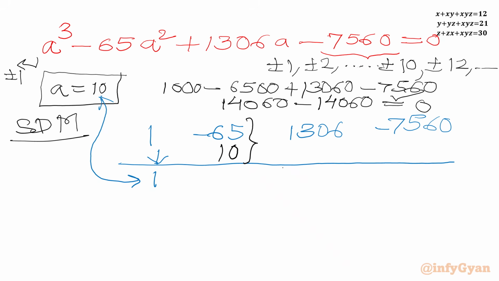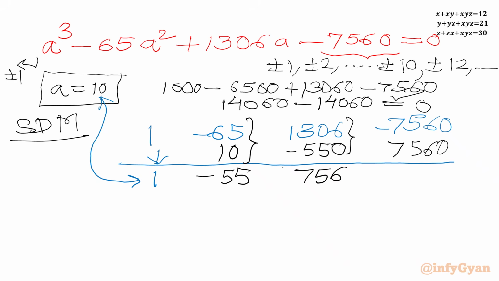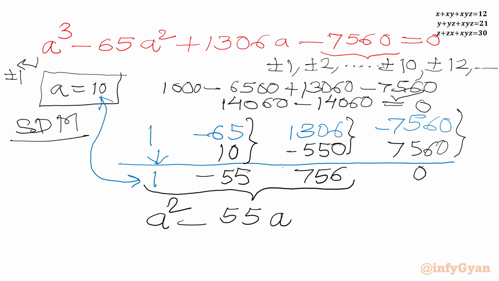Now we will add these two numbers. So we can write here minus 55. 10 times minus 55, we will write here minus 550. By adding these two numbers, we are going to get 756. 10 times 756 will be 7560. After adding these two, we are going to get 0 over here. So these are the coefficients for the quadratic equation, which we will write: a square minus 55a plus 756 equal to 0.